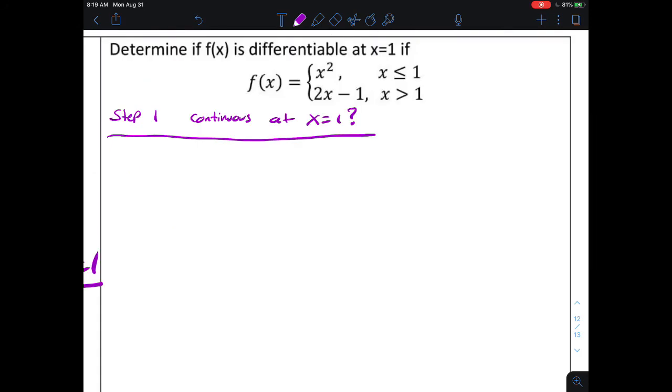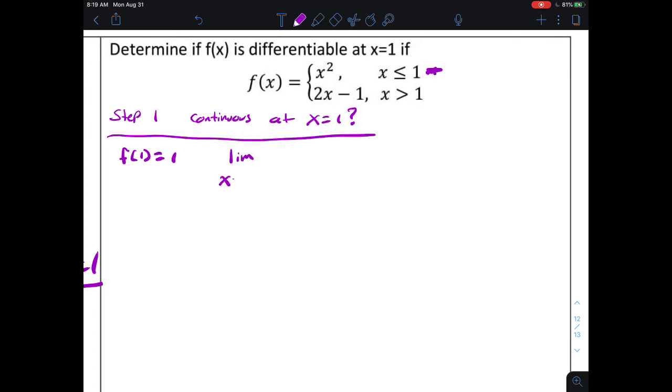Okay, so new problem, same goal. I just changed it up a little bit here. So I want to check for differentiability. So step 1 is check for continuity. So f of 1, I put in, and that would go into the top equation according to the inequality, and we get 1.